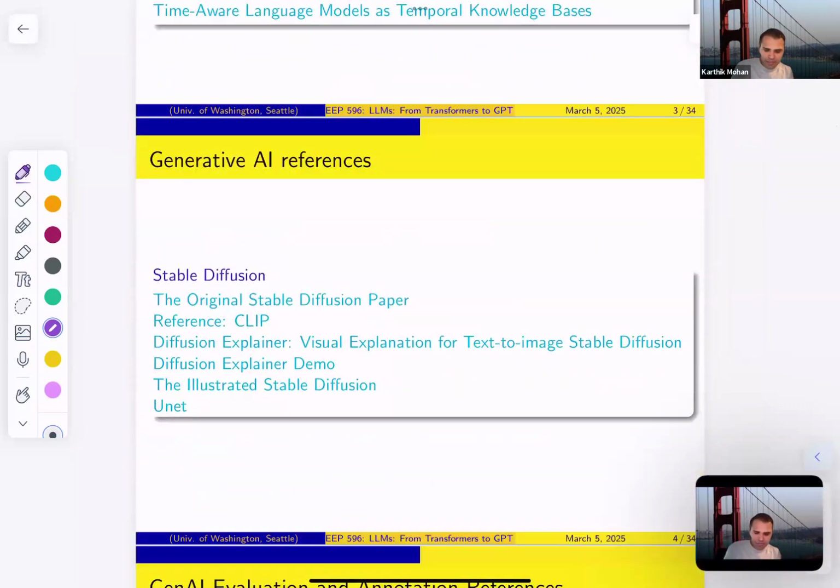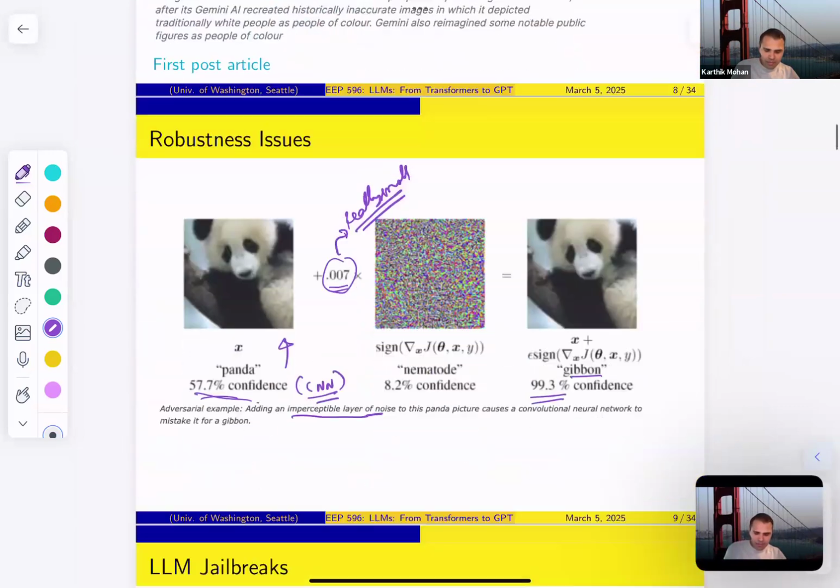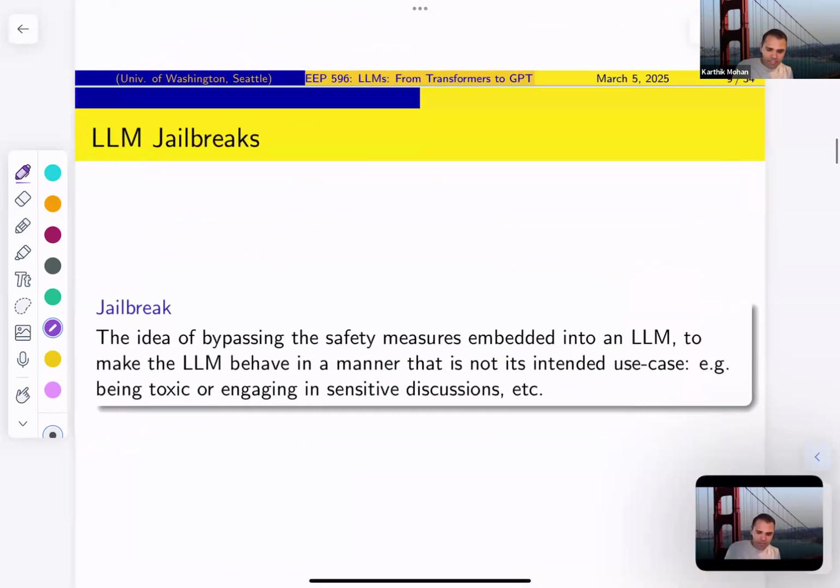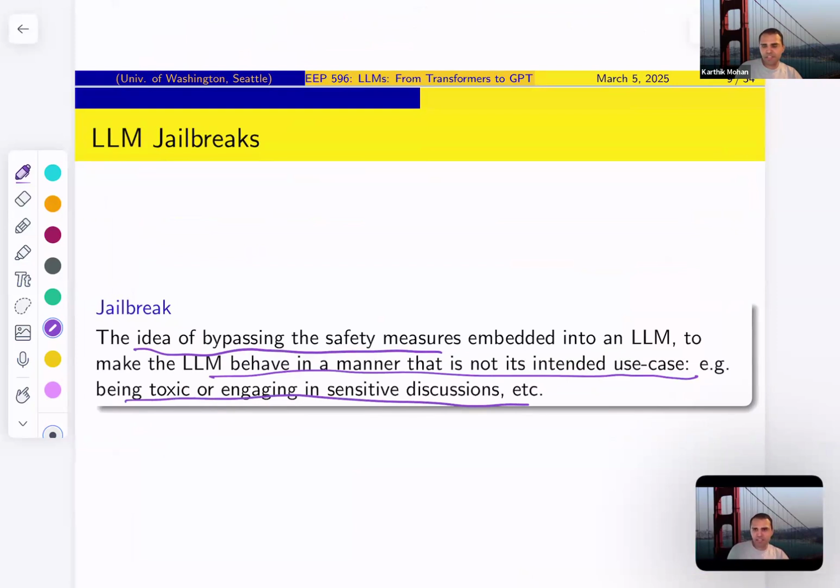In the context of LLMs, we look at LLM jailbreak. So jailbreak is the idea of bypassing the safety measures embedded into an LLM to make the LLM behave in a manner that is not its intended use case. Example being more toxic or engaging in sensitive discussions when it should not. And how is it that the LLM can actually engage in toxic behavior? How is it even capable of doing that? Any thoughts?